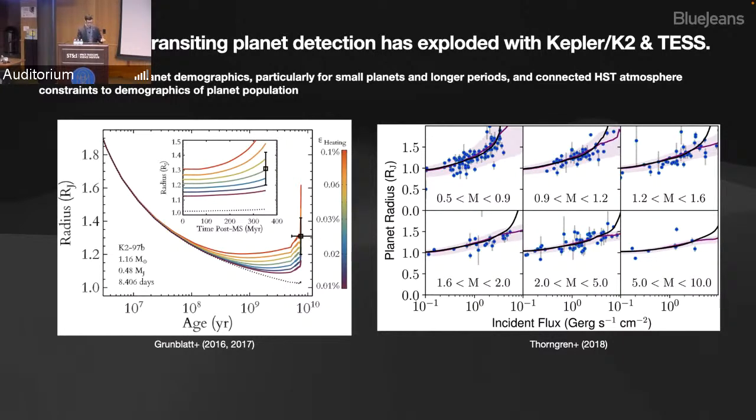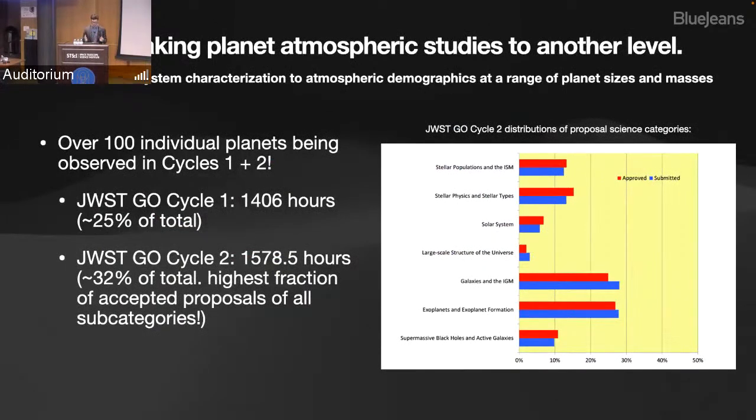And so that was great, but things have gotten kicked up a notch in the last couple of years. So JWST launched on Christmas 2021 and has been basically revolutionizing the field of exoplanet science, or exoplanet atmospheres, ever since.